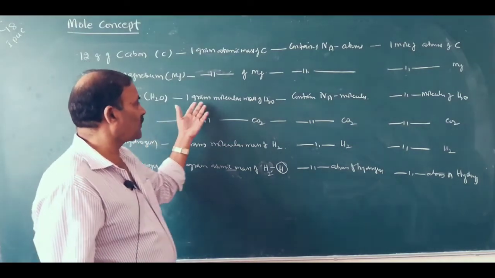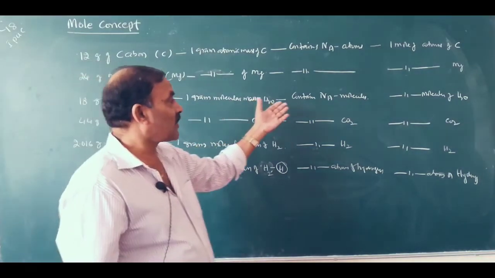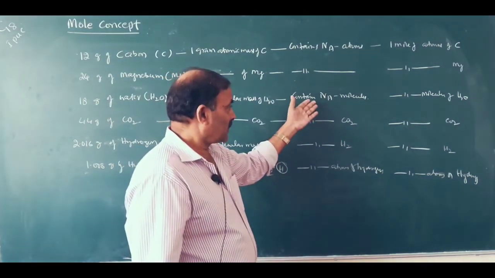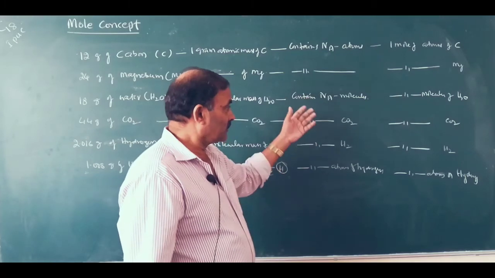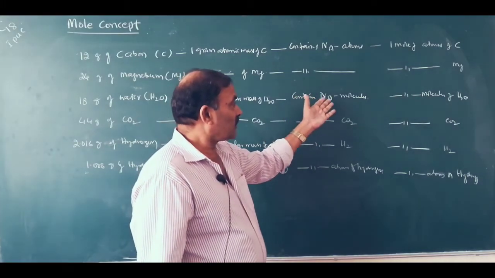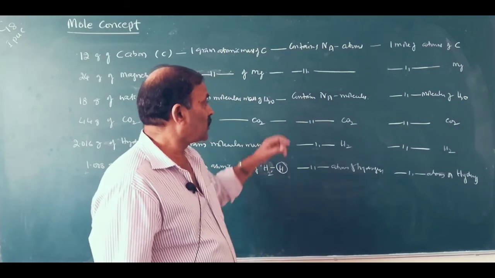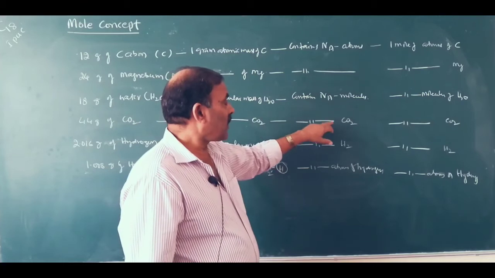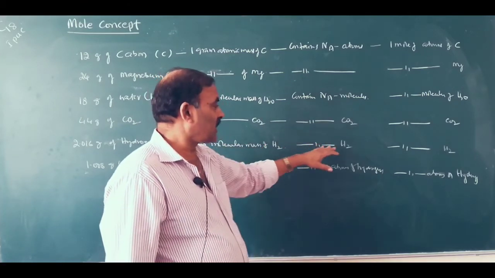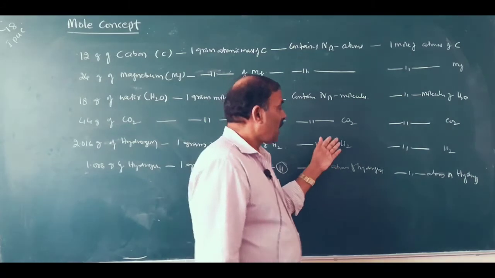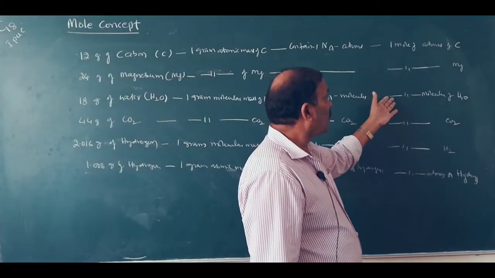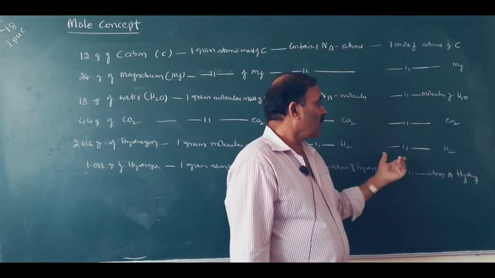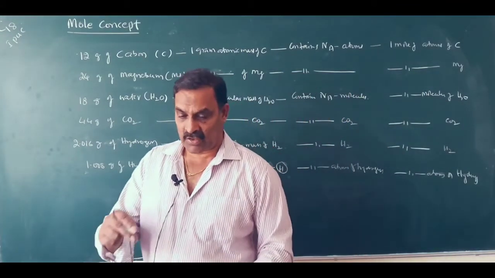1 gram molecular mass of that substance contains Avogadro number of molecules. If it is molecular mass, we have to consider molecules. So it contains Avogadro number of molecules of water, Avogadro number of molecules of carbon dioxide, Avogadro number of molecules of hydrogen, and that quantity is called 1 mole of molecules of water, 1 mole of molecules of carbon dioxide, 1 mole of molecules of hydrogen.